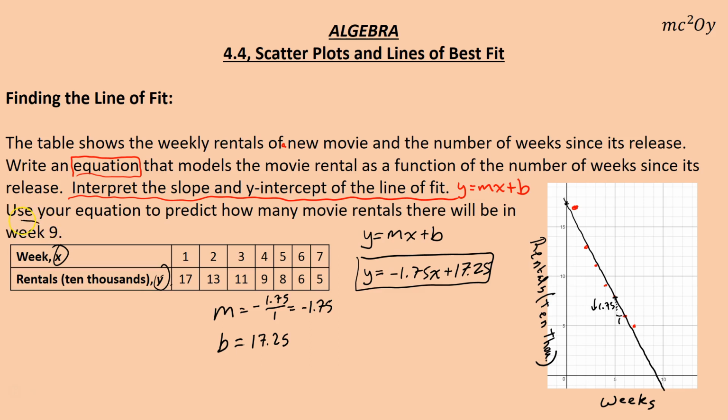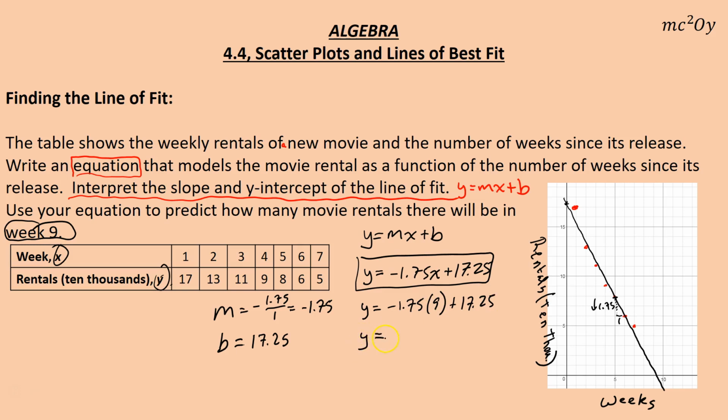Now it says use the equation to predict how many video rentals there will be in week 9. Well, week 9, I could kind of look at the graph. This trend line isn't going to give me an accurate prediction completely, neither will the equation, because the equation is based on it, but it'll give me an approximation. So y equals, I'm going to put 9 in for x because we're dealing with week 9. I'm going to do some math here.